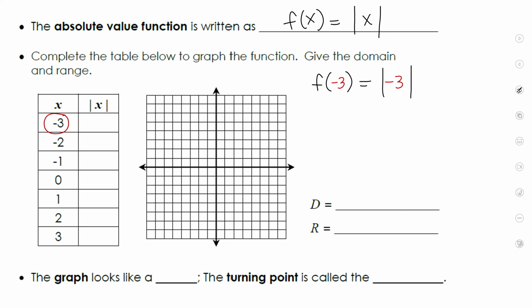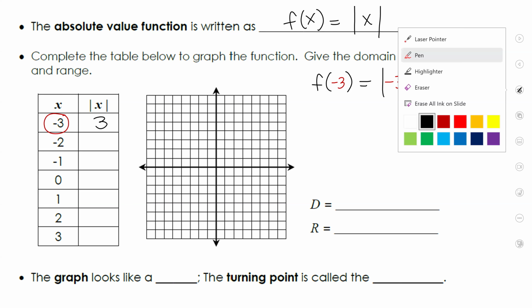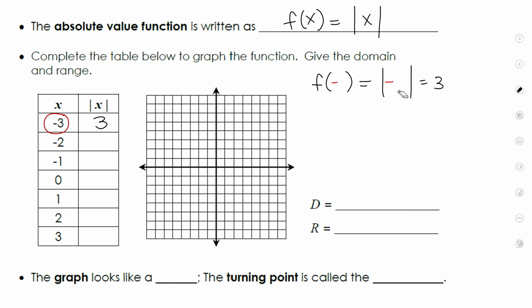Let's evaluate this. What's the absolute value of -3? 3. So guys, go ahead and put a 3. Let's plug in the next x value. If I plug in a -2, what is the absolute value of -2? 2. Can you guys fill out the rest of this table? Yes. All right, go ahead and fill out the table. Once you fill out the table, I want you guys to plot the points on your graph.